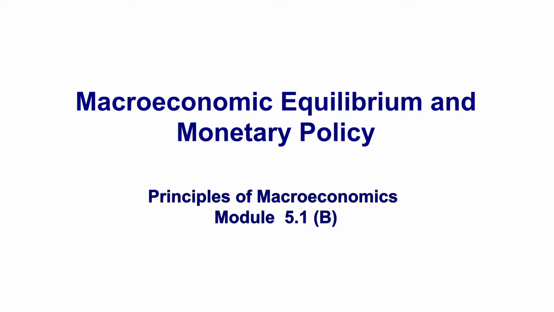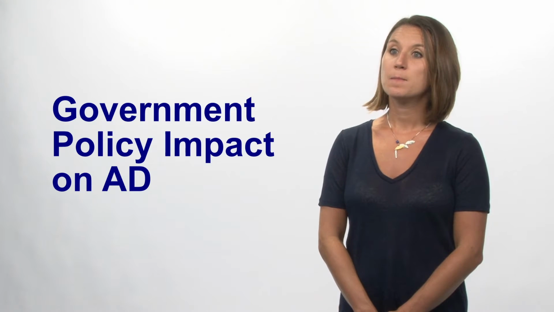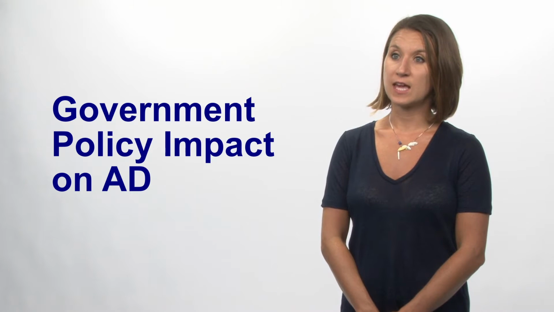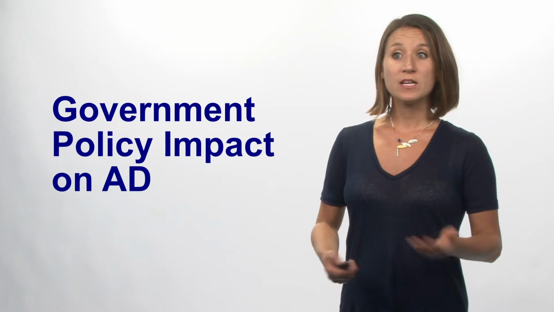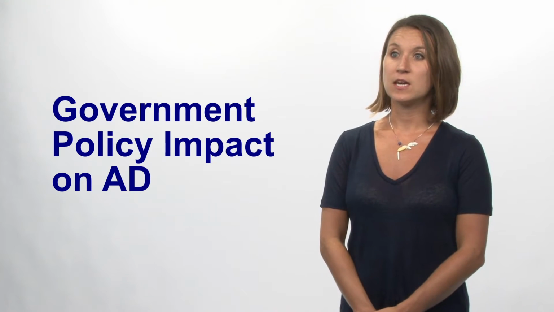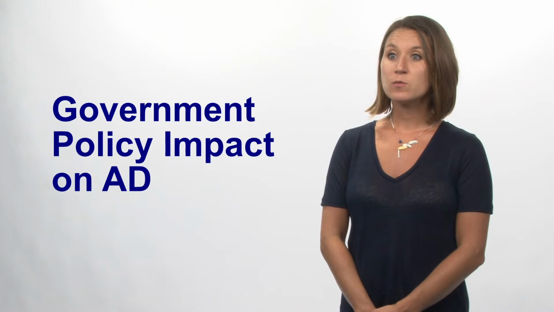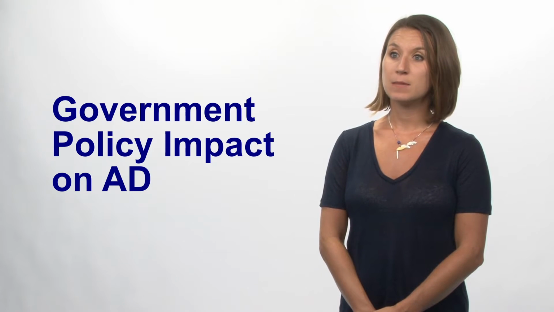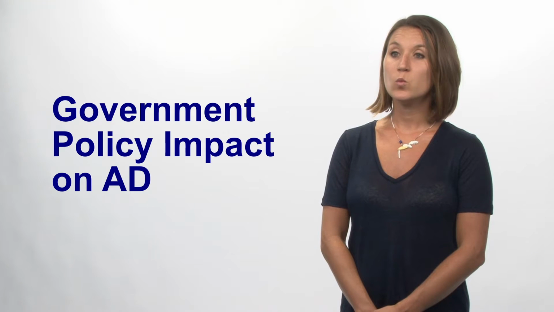This is Module 5.1b, and we are continuing our discussion of the impact of government policies on the aggregate demand and aggregate supply model. In this video, we are going to focus on monetary policy and how it affects the aggregate demand curve. We've already spoken a lot about monetary policy in Module 4, and today we're going to link what happens in the money demand and money supply model with what happens in the aggregate demand and aggregate supply model.